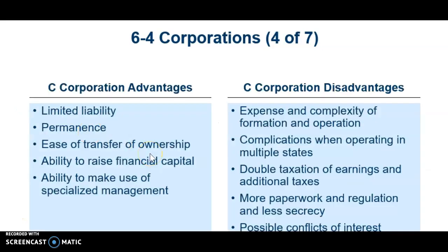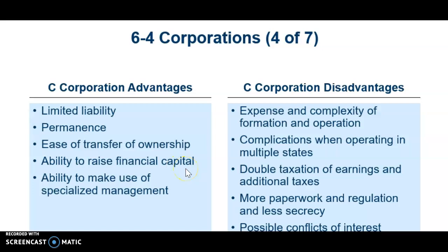Here are some advantages of a C corporation. C corporations have limited liability. Stockholders are not personally liable for the debts of the company. Permanence: corporations can continue as long as they have the financial means to do so, and the stockholders want it to function. Ease of transfer of ownership: if owners want out, they can sell their shares and withdraw from ownership.